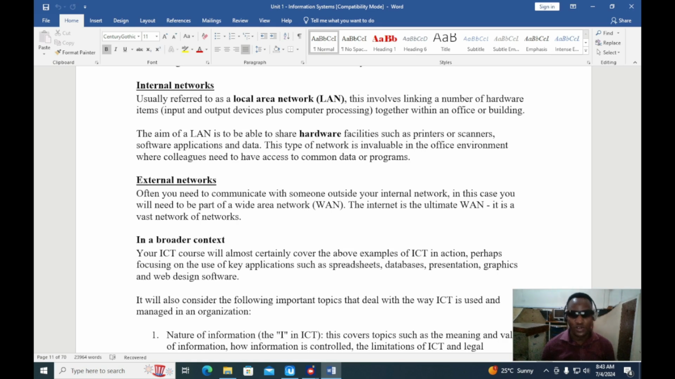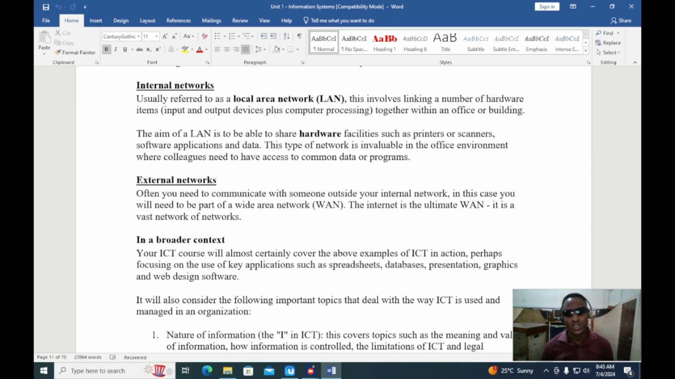So in scenarios where we have departments that need common access to programs, common access to data, and common access to hardware, then the local area network comes in, and that's what we call an internal network. Then we have the external network.